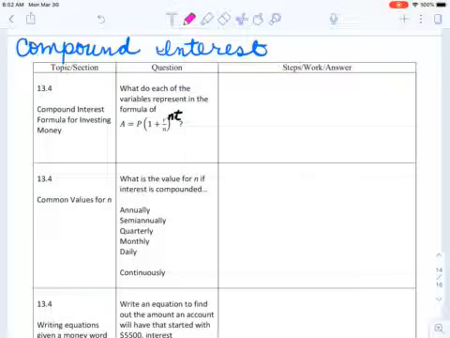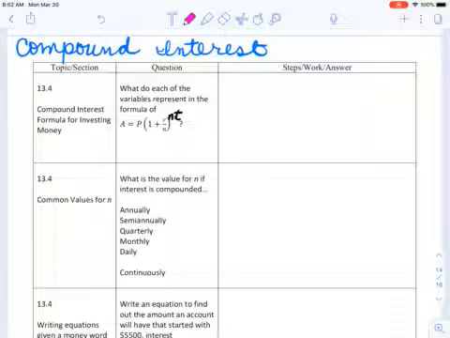Good morning, guys. Today we're going to look at compound interest. Basically, when you're doing compound interest, your interest earns interest. So you put money in the bank to start with, that earns interest, that interest stays in there, and now you're earning money on the interest.